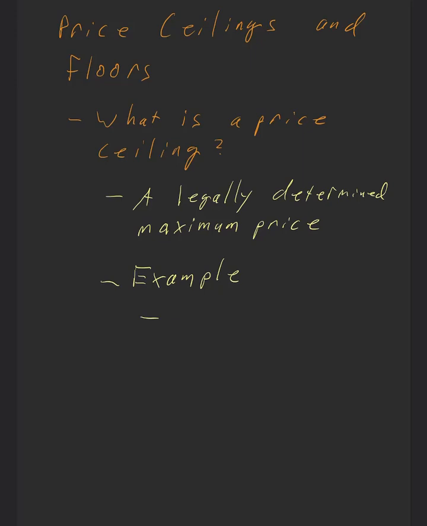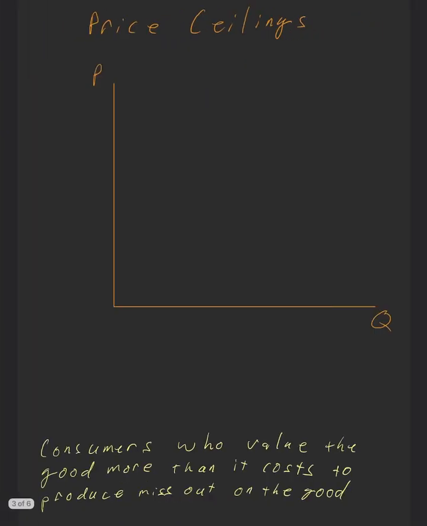A really common example, or probably the most well-known example, is rent control. So you might have heard of this in some larger cities, most notably New York City. There's a maximum price that you can charge to rent out an apartment. And so they say, well, this is the maximum price you can charge. That's an example of a price ceiling. All right, so let's take a look at what this would look like.